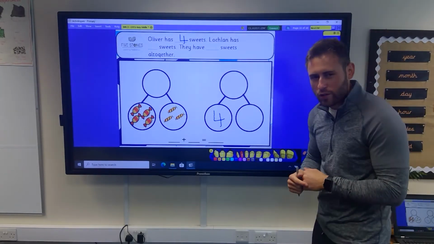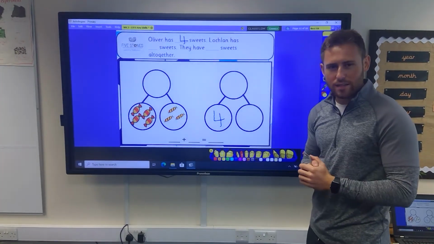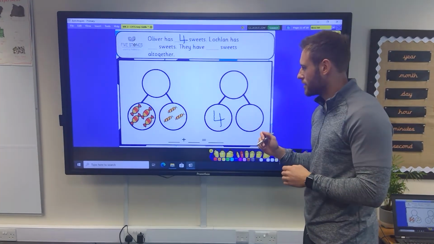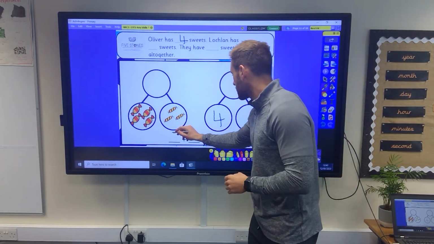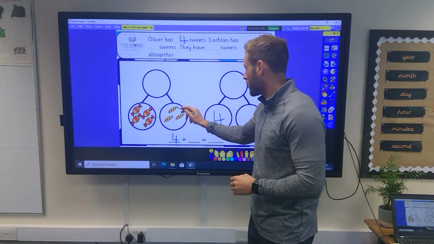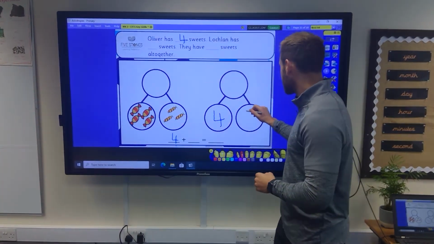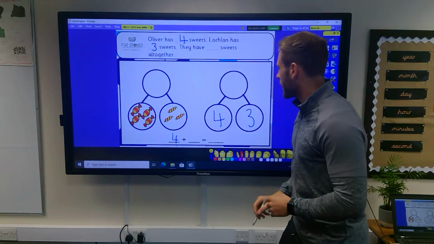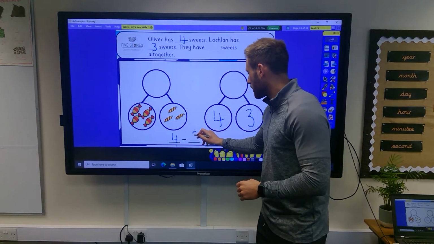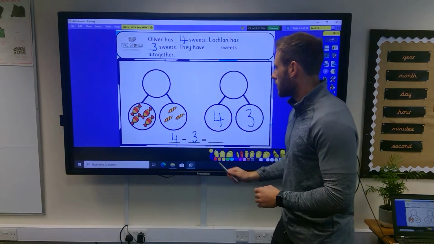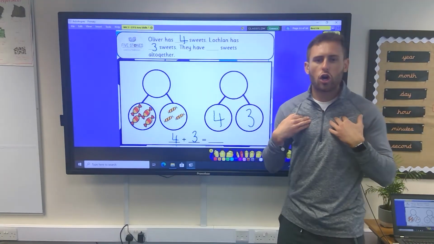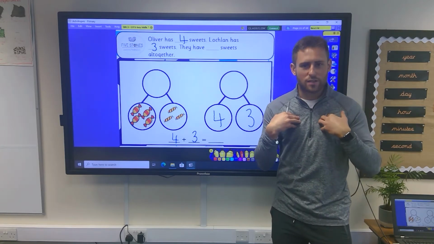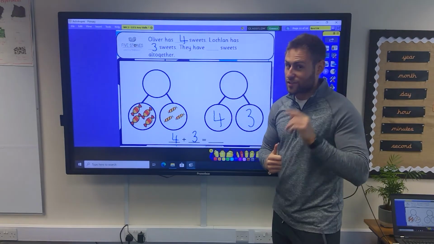Great. So if Oliver has 4 sweets, I wonder how many sweets Lachlan has. Should we count? See if you know. Oliver has 4 sweets, but Lachlan has 1, 2, 3 sweets. So Lachlan has 3 sweets when Oliver has 4 sweets. So Lachlan has 3 sweets.